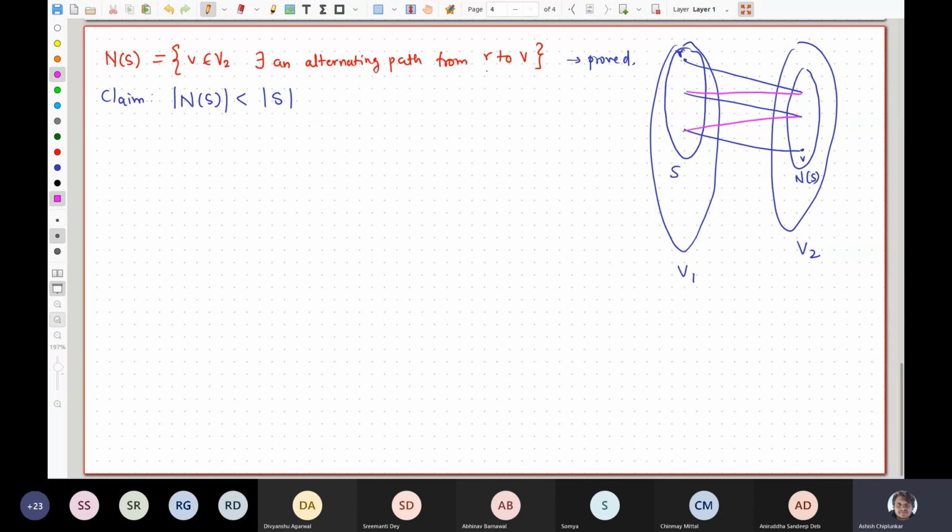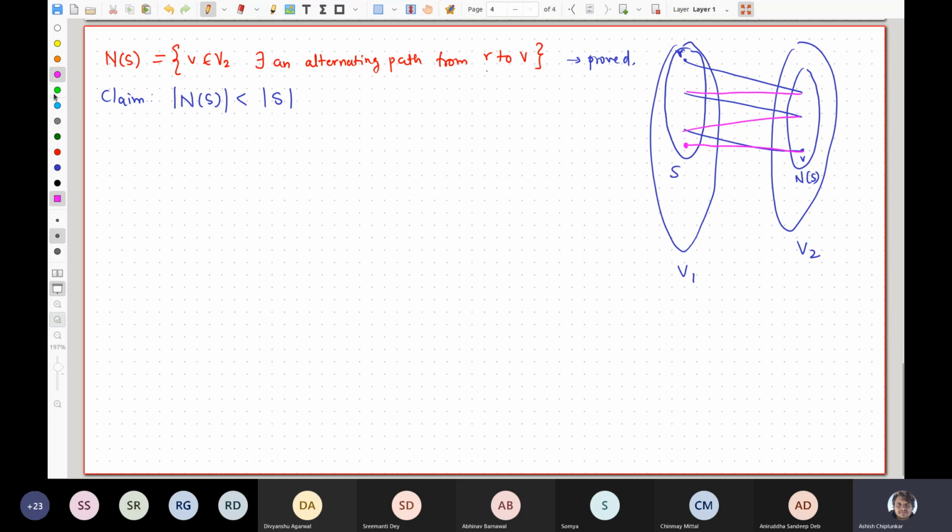So there exists some alternating path from R to V in that case. Now, can V be unmatched? No, because otherwise this will be an augmenting path, a contradiction. So V must be matched to somebody in V1. The partner of V must be in S by definition, because I can extend this alternating path to that partner, and therefore that partner must also be in S.